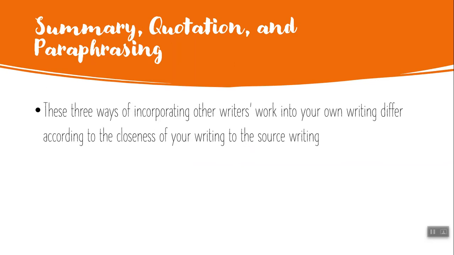So summary, quotation, and paraphrasing. These three ways of incorporating other writers' work into your own writing differ according to the closeness of your writing to the source writing. So you can choose any of these three things. Now, if your writing is basically taking the original source and putting it in your own words, that's typically paraphrasing. If you're using directly the same phrases, word for word, it's a quotation. And if you're kind of paraphrasing but saying what the main ideas are, that is summary. So we're going to get to that.